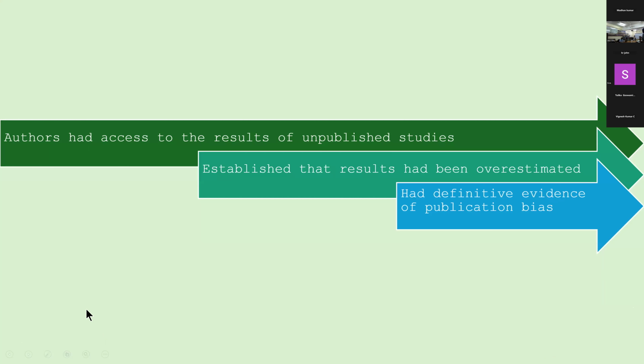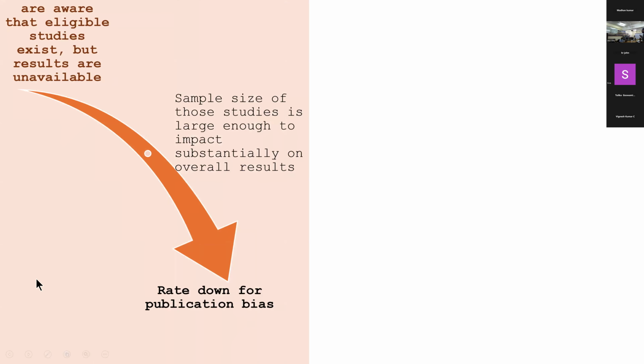Here, the good thing was the authors who did these systematic reviews actually had data for the unpublished studies. So they could establish that the results had been overestimated and they had definite evidence of publication bias. But sometimes, as review authors, you are aware that eligible studies exist, but the results are unavailable.